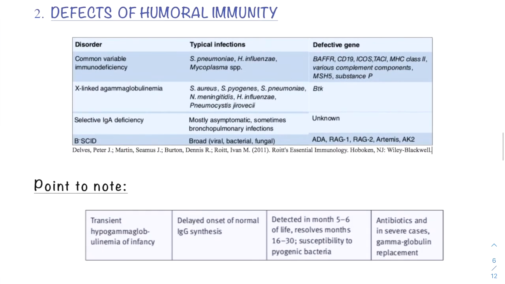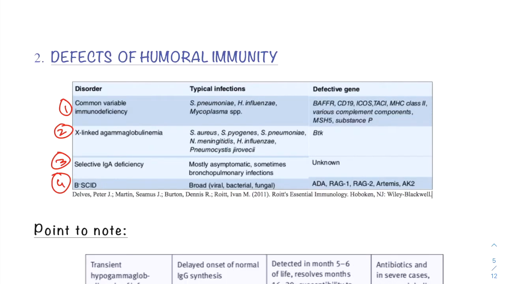Next, coming to the defects of humoral immunity, important diseases to remember are common variable immunodeficiency, X-linked agammaglobulinemia, selective IgA deficiency, and B-cell SCID, that is severe combined immunodeficiency, B-cell type. Common variable immunodeficiency can be caused by a large number of genes and has susceptibility to infection with encapsulated bacteria.